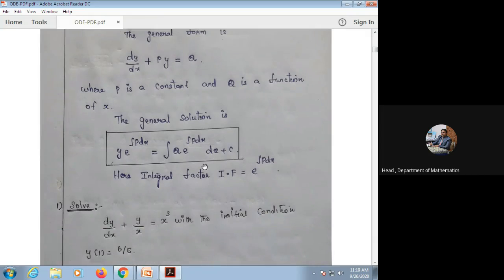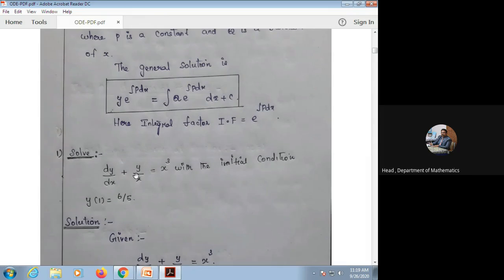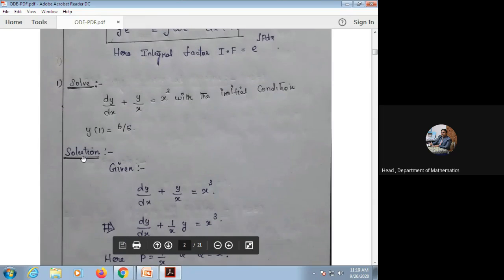This is the solution for the first order linear differential equation. How to use this formula? We have to calculate the solution for a first order linear differential equation. Now let us see the problem. First one, solve dy by dx plus y by x equal to x power 3, and they are giving the initial condition, that is y of 1 equal to 6 by 5. Now we have to solve this problem.